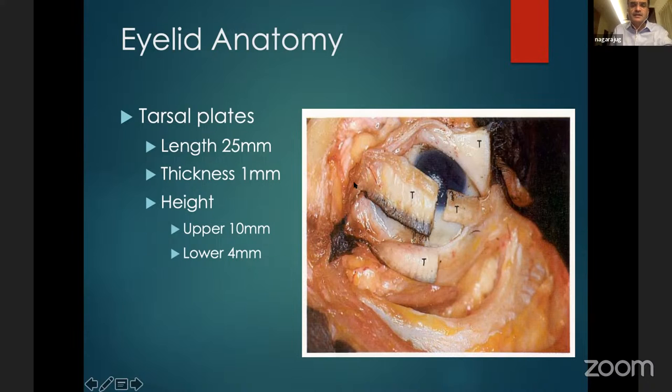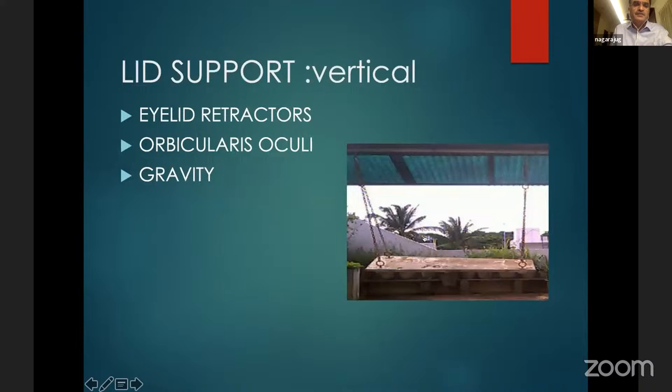The tarsal plate and the ligaments give horizontal stability to the lid, and the retractors and protractors of the lid give vertical stability to the lid. In addition, gravity also plays a part in maintaining the lid in its normal position. So it is a combination of the anatomical factors, the tarsal plate, the medial canthal tendon and the lateral canthal tendon, which give horizontal support, with a balance of forces by the orbicularis oculi and the protractors and retractors of the lids, which give vertical stability. In addition to that, gravity also plays a role.